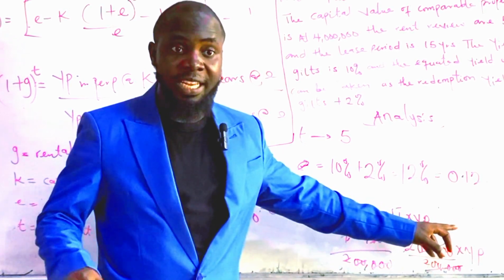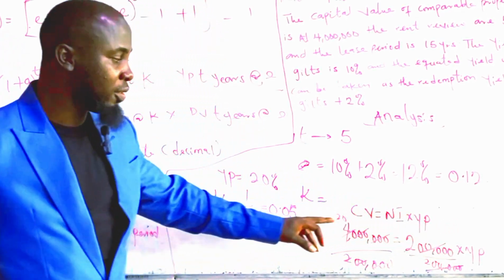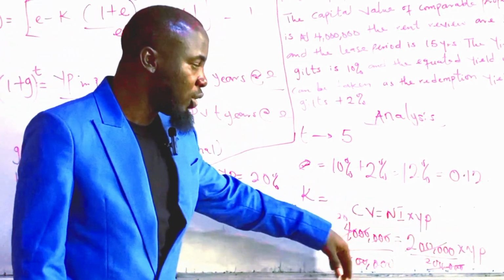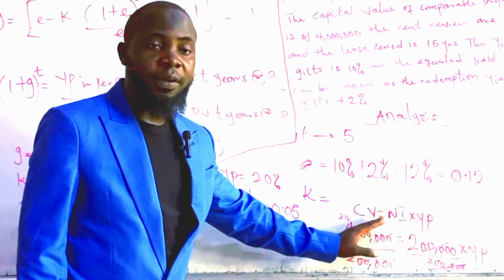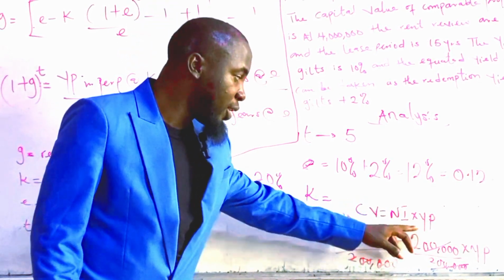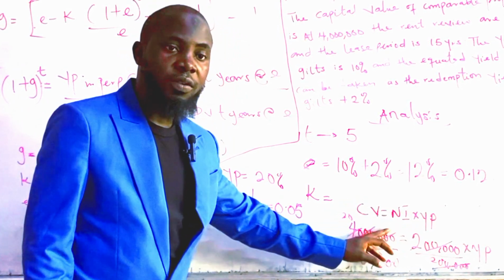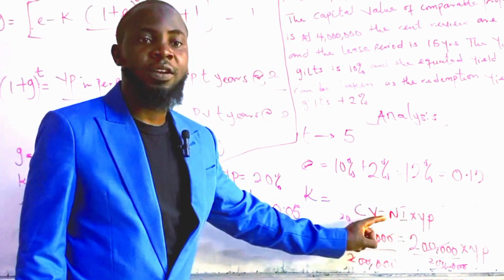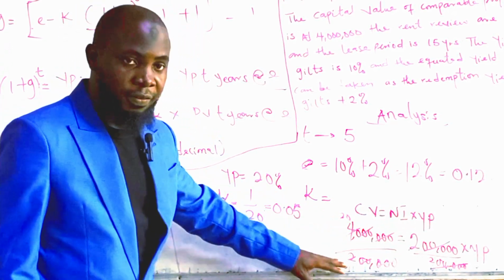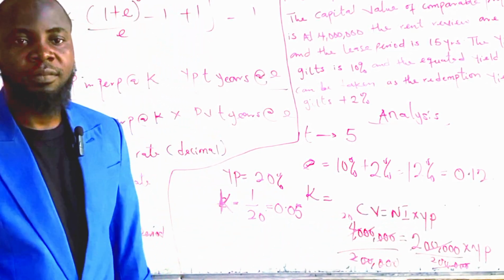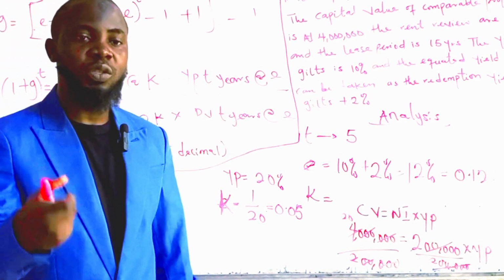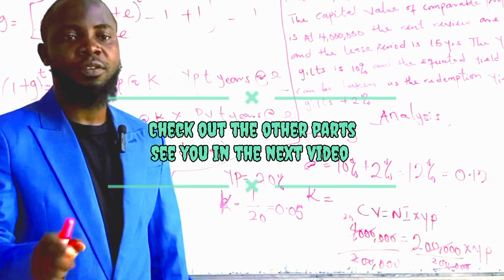The K, capitalization rate. So divide using your formula. Your YP equals CV over net income, capital value over net income. Anything you have, just use it to divide 1. Any value you have, use that value to divide 1. 1 over that value, you have your answer.